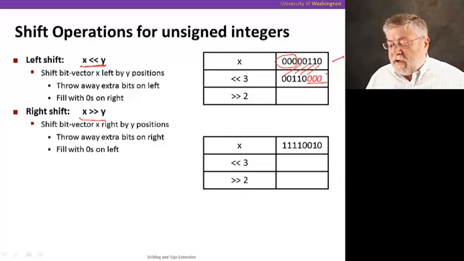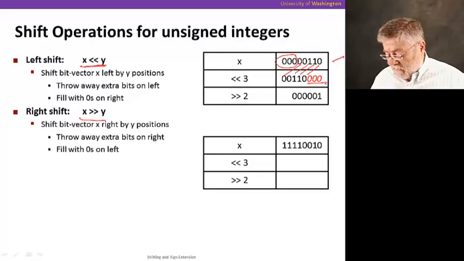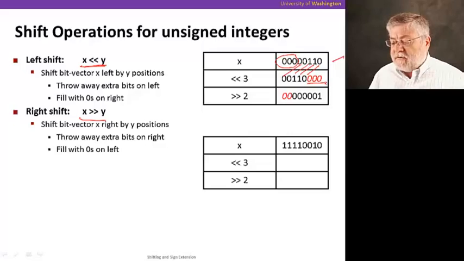Now, the right shift is very analogous. We're just going to move things over by 2. In this case, we've lost the 1 and the 0, the 2 least significant bits, and we have a hole of 2 on the left to fill in, and we're just going to put zeros in there. So that's the basic left shift and right shift operator. Let's take a look at another example.